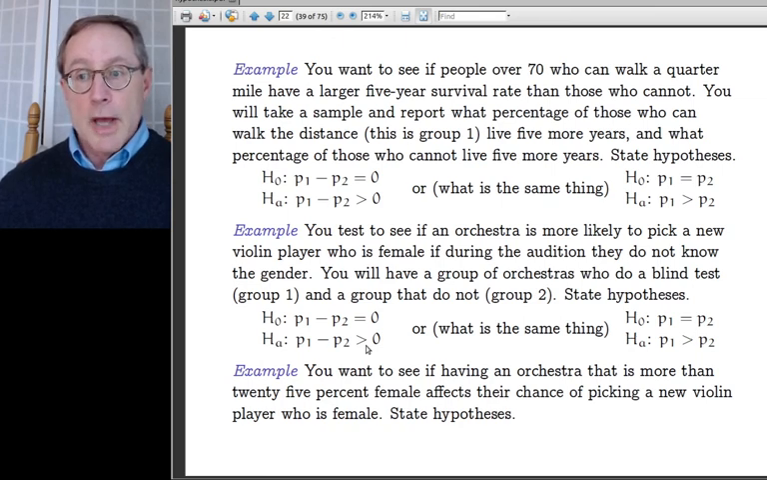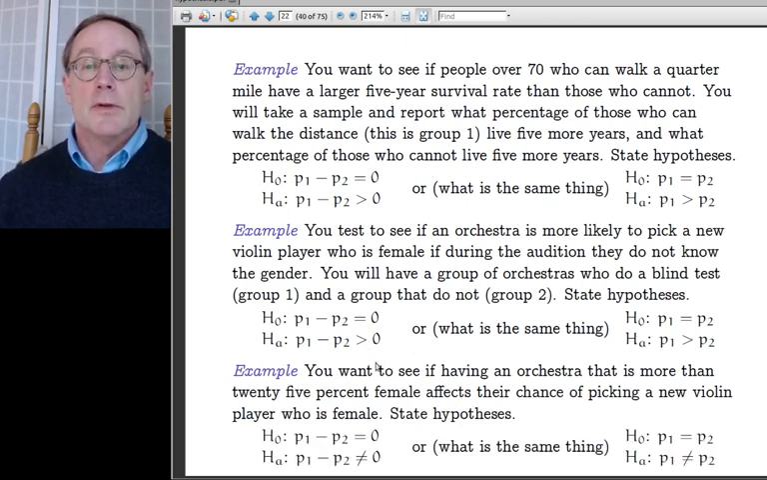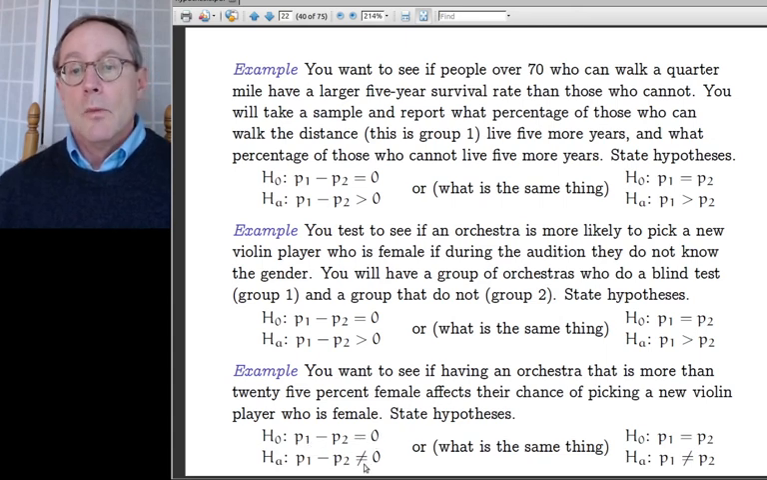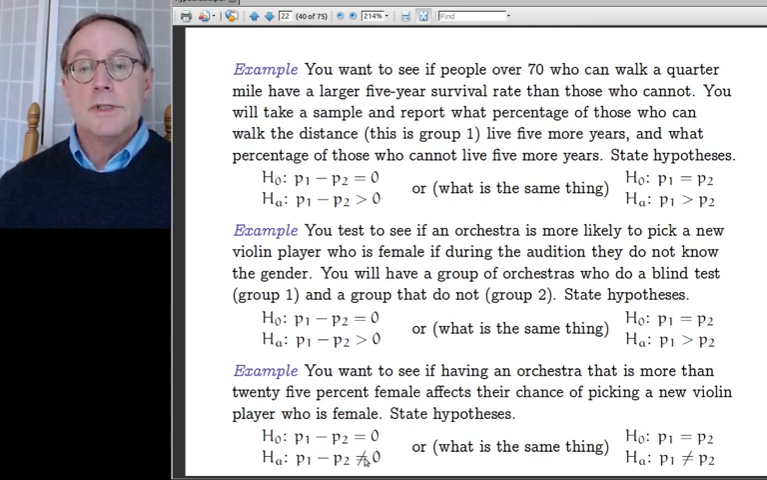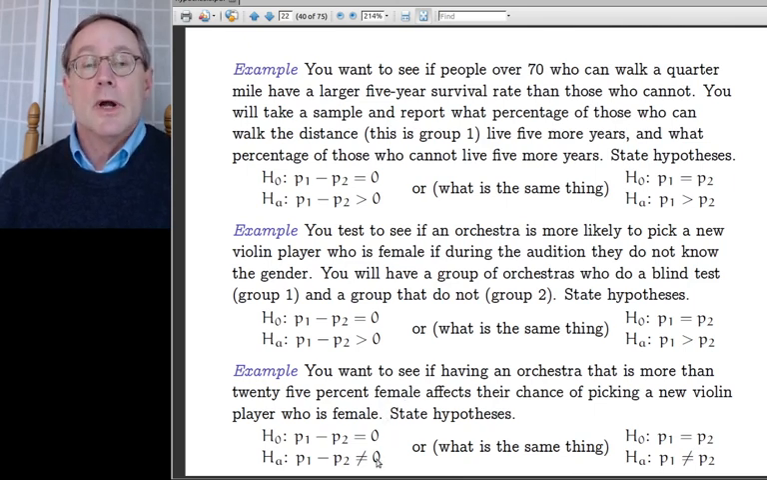Okay, again, the same pattern. And the last example. You want to see if having an orchestra that's more than 25% females affects the chance of picking a new violin player who's female. State the hypotheses. And again, we're looking here at this case of unequal to 0 simply because it doesn't say whether it's more likely or less likely, so I wrote unequal. But the same pattern that you see in the others works here too.